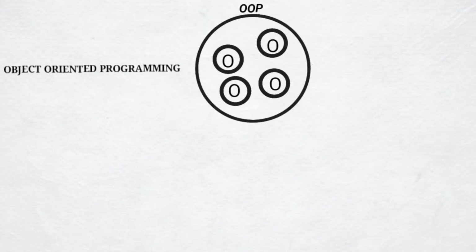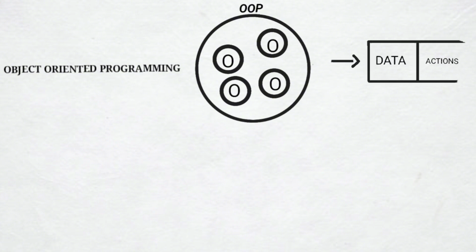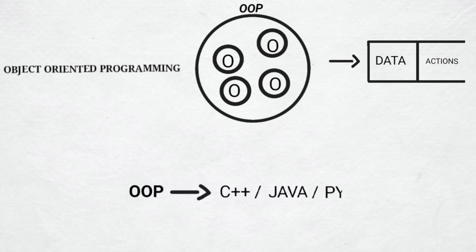Now, Object-Oriented Programming, or OOP. Here, everything revolves around objects. Objects are data combined with actions. For example, a car object might have properties like color and speed, and methods like drive or brake. Languages like Java, C++, and Python use OOP.